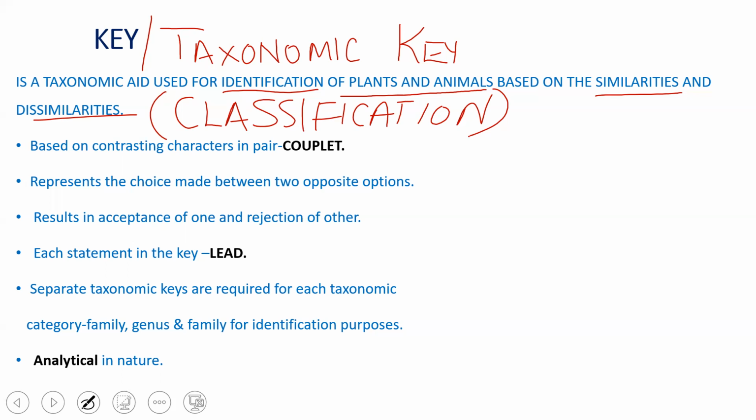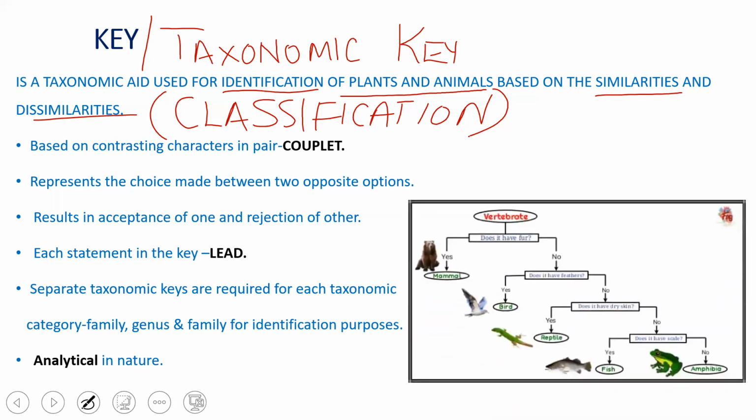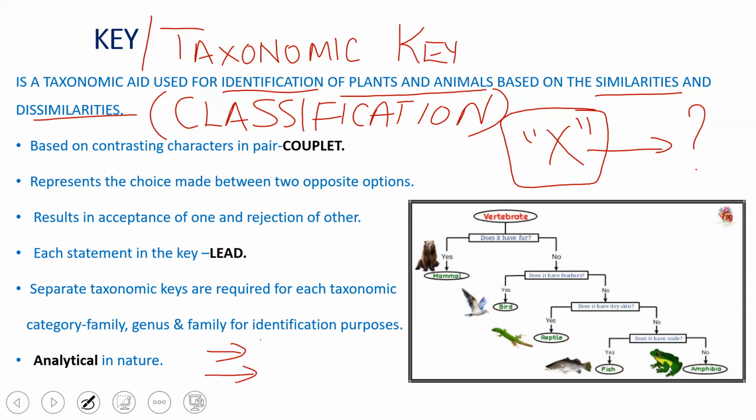Similarities and dissimilarities means what? Let's take an example. Say we have identified an organism as an X organism. We don't know the name of this organism. What do we do if we don't know the name? How are we going to identify and classify? We start listing out the characteristic features. By seeing the organism, we can characterize it, saying that the morphological characters are as follows.